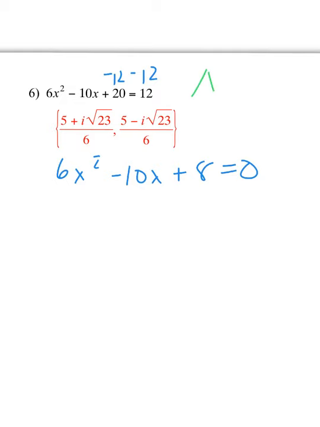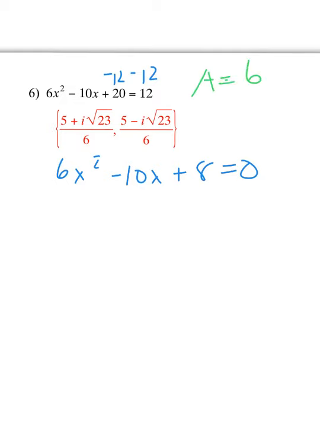All right, A is going to equal 6. B is going to equal negative 10. And C is going to equal 8. That's what we're going to use in the quadratic formula. Opposite B, or negative B, plus or minus the square root of B squared minus 4AC, all over 2A.